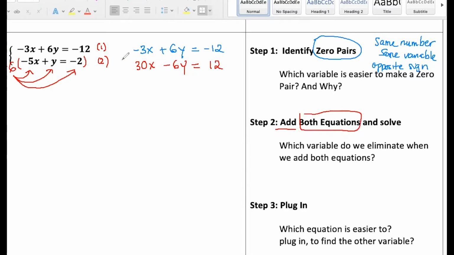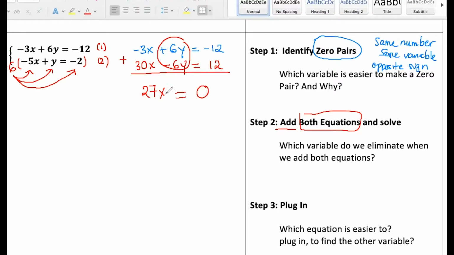And that's the purpose of doing this. So we're going to go ahead and add them both together, and I will tell you why. Negative 3x plus 30x gives me 27x. But positive 6y plus negative 6y is a zero pair, big O zero. And it cancels out, gone, bye-bye, gone with the wind. So we eliminate the y and no longer have y's. And right here, negative 12 plus 12, we happen to have 0. It's still cool.